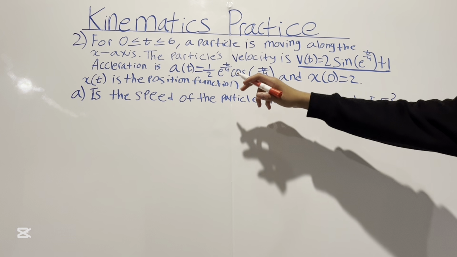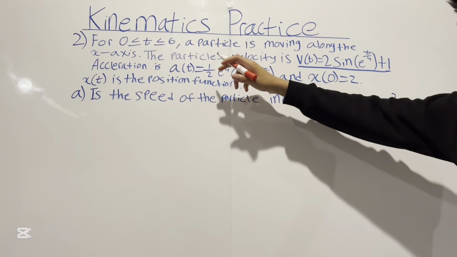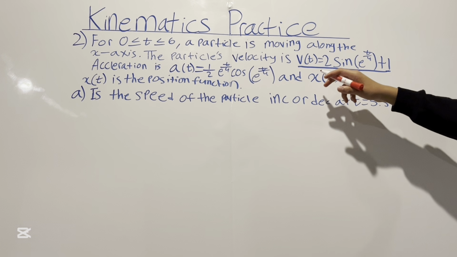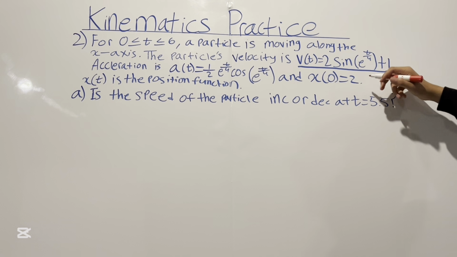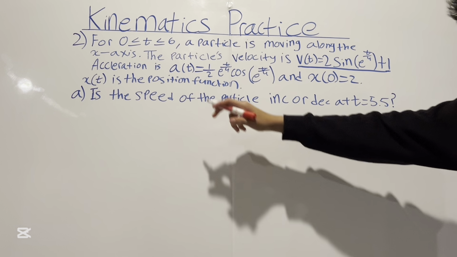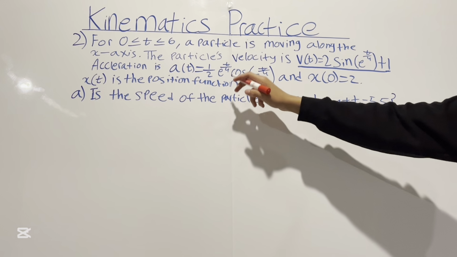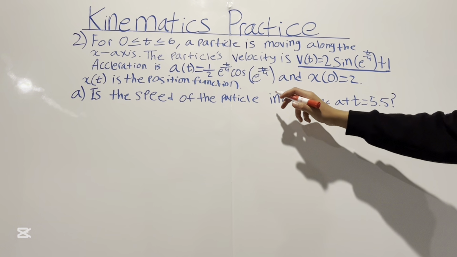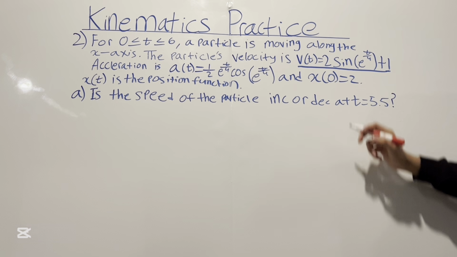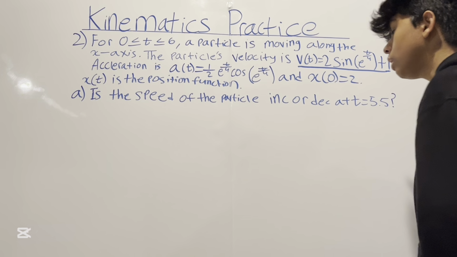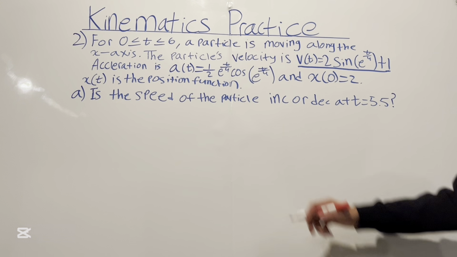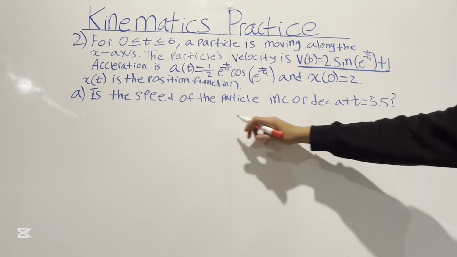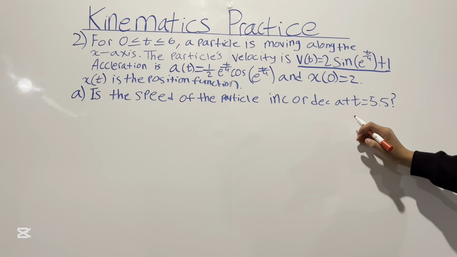Okay, question 2 says, for the time interval 0 through 6, a particle is moving along the x-axis. The particle's velocity is the function v of t is equal to 2 sine of e to the t over 4 plus 1. The acceleration is a of t is equal to 1 over 2 e to the t over 4 of cosine times e to the t over 4, and x of 0 is equal to 2. And x of t is the position function, but they haven't given that to us. We're only given the velocity and the acceleration. So part A says, is the speed of the particle increasing or decreasing at t equals 5.5?